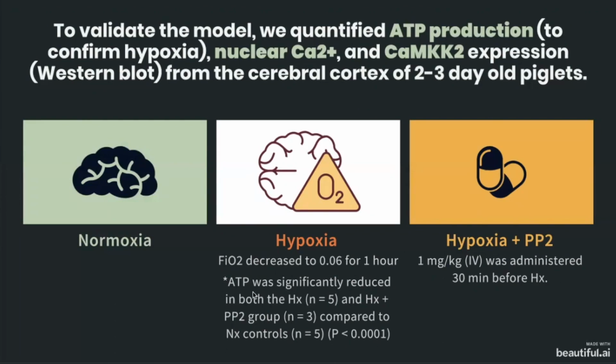Of note, we did see that the ATP was significantly reduced in this group compared to the normoxia group. And the third group was a hypoxia group that also received PP2, an inhibitor of SRC kinase. That PP2 was given 30 minutes prior to the hypoxia induction. But otherwise, the hypoxia and hypoxia plus PP2 groups had the same methods.